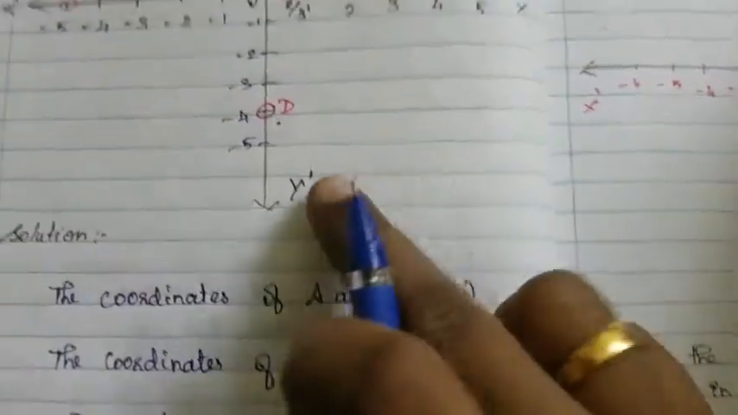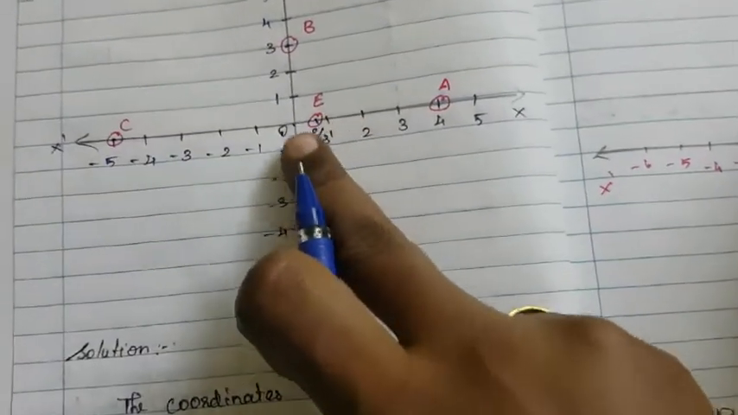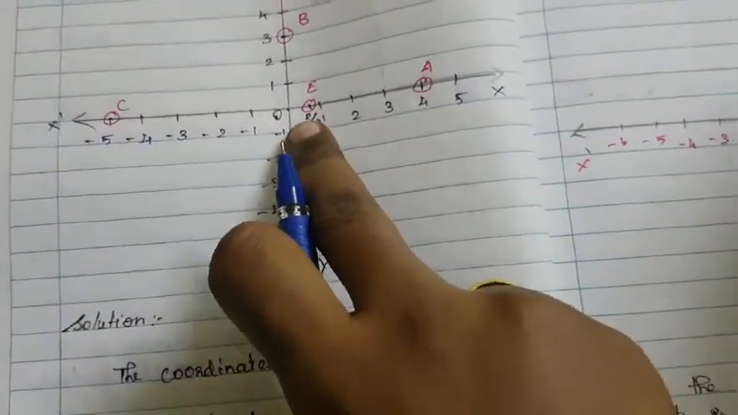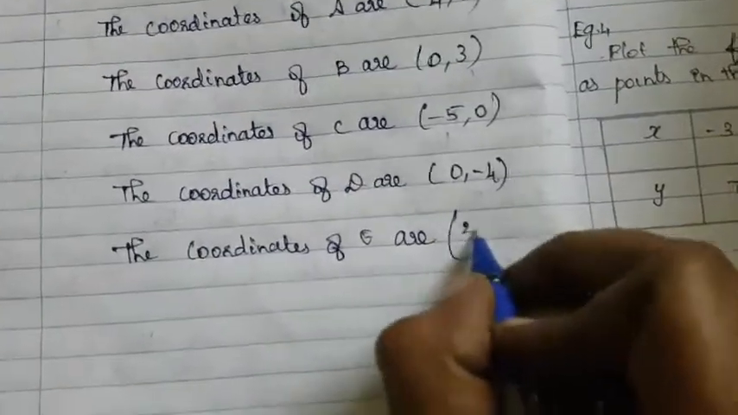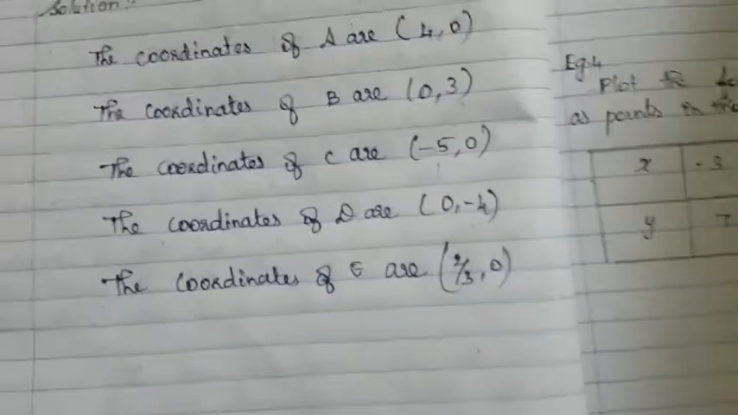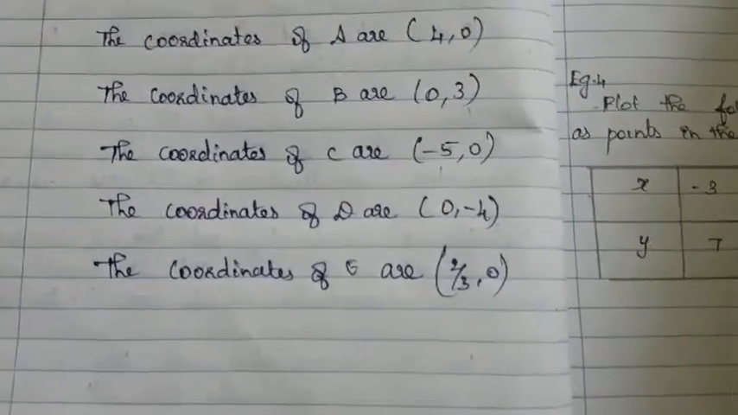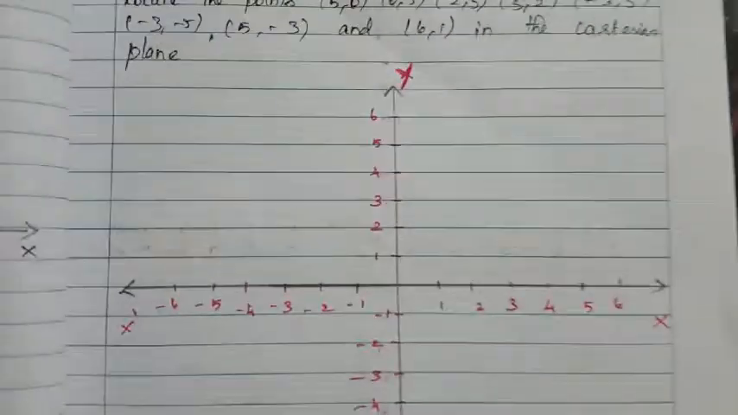So what are the coordinates of E? E is here. In the x-axis it is 2/3 and in the y-axis it is 0. So this can be written as (2/3, 0). That's all. The question is over. Now we are going to see the next question.